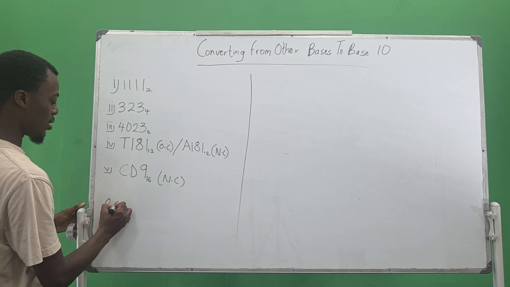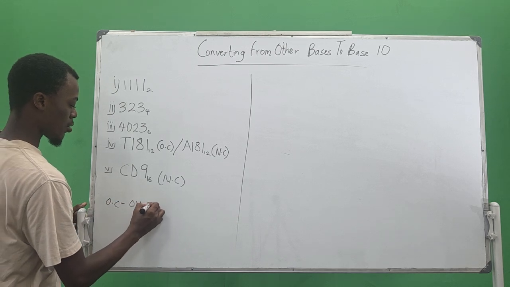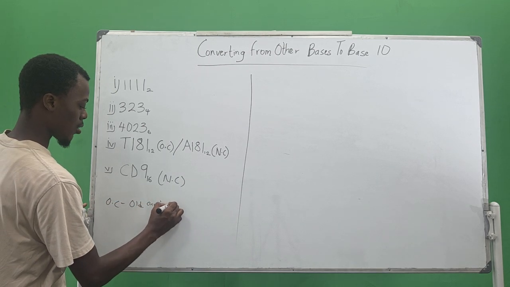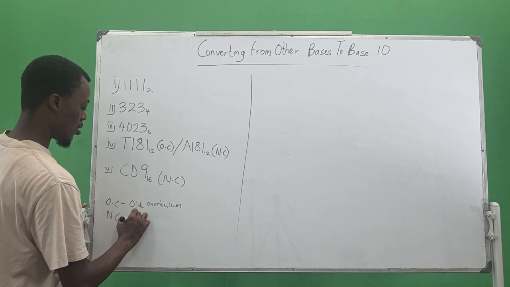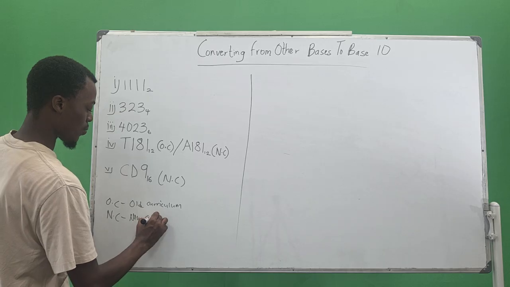OC means old curriculum, and NC is new curriculum.